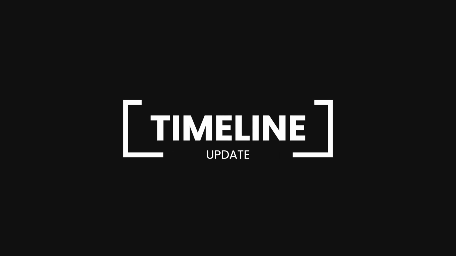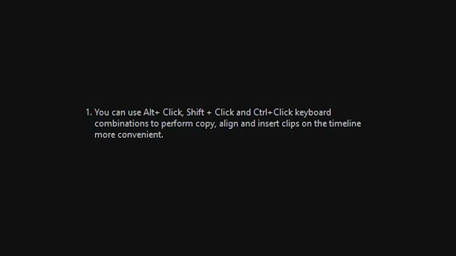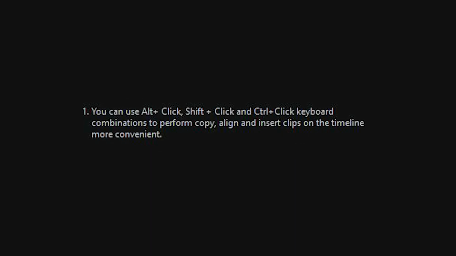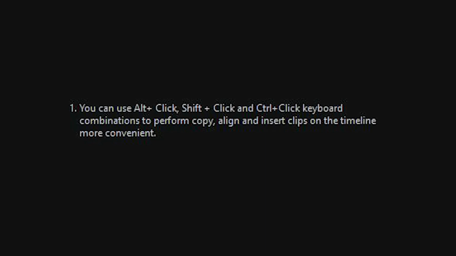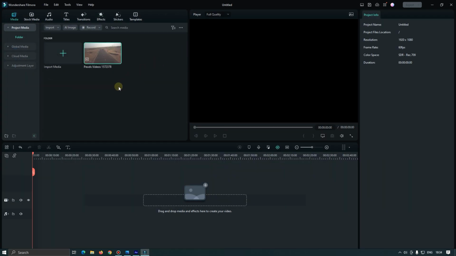So the first update is the timeline update. Now you can use Alt plus click, Shift plus click and Control plus click keyboard combinations to perform copy, align and insert clips on the timeline. So let's see how it works. First of all, add a video into the timeline.